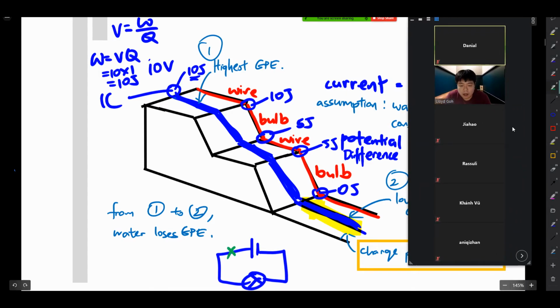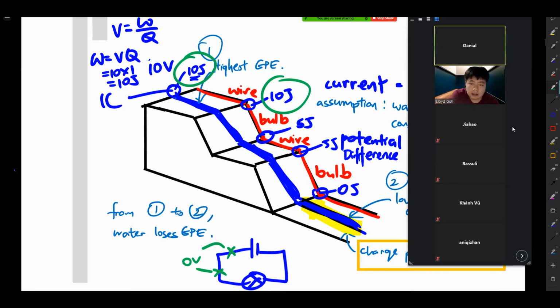So let's say I want to find the potential difference between these 2 points. What's the potential difference? 0 volt, because it's the same, the potential difference is going to be 0 volt. It's like taking this minus this. Now if I ask you what's the difference? 0, right?